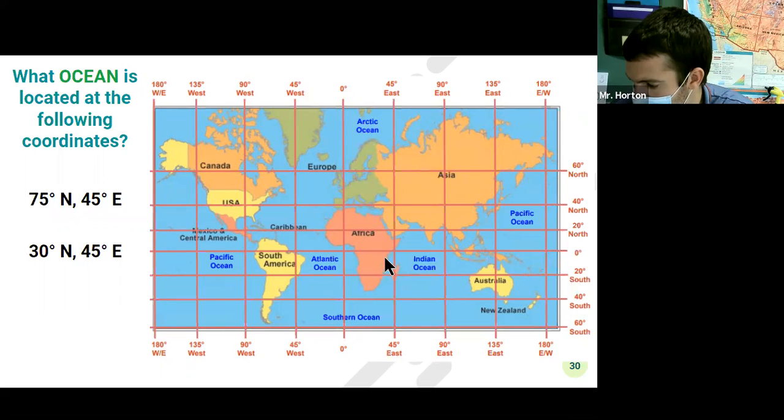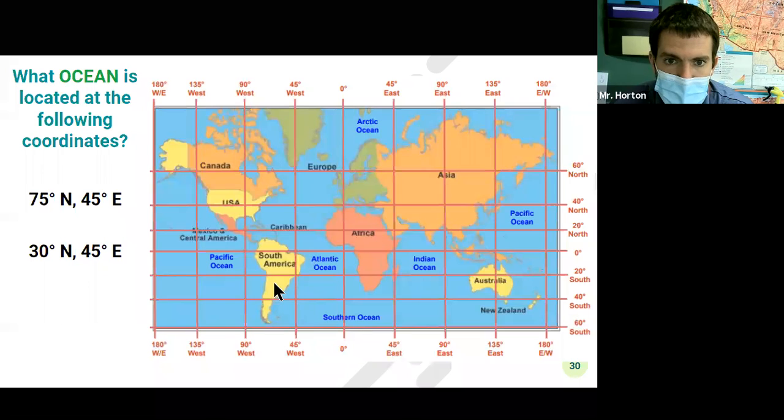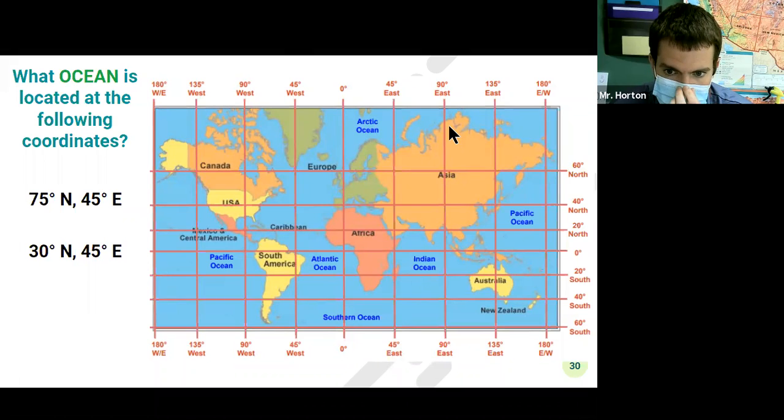For South America, if you look at South America here, it's mainly going to be around 30 degrees south, and then about 50 degrees east or west. Okay, so 50 degrees west and 25. Okay, let me get that set up here.